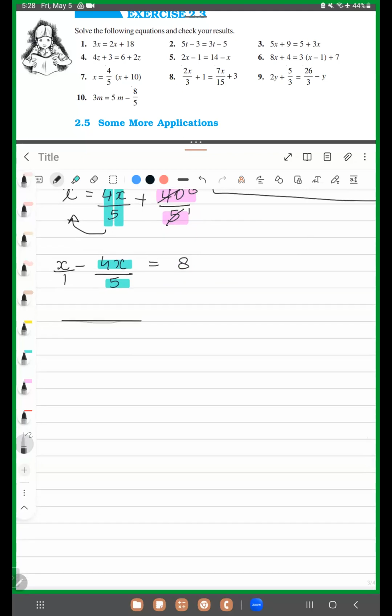So the LCM will be 5. So 5x minus 4x by 5, which will be x by 5 is equal to 8. And then we will bring it to the other side. Then x will be 40. Very good.